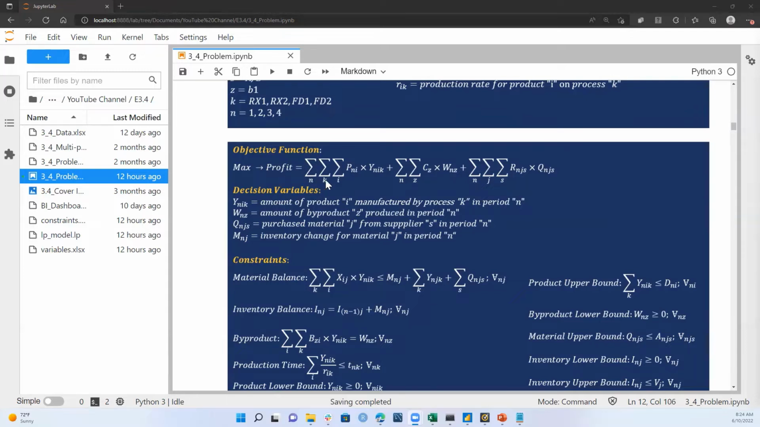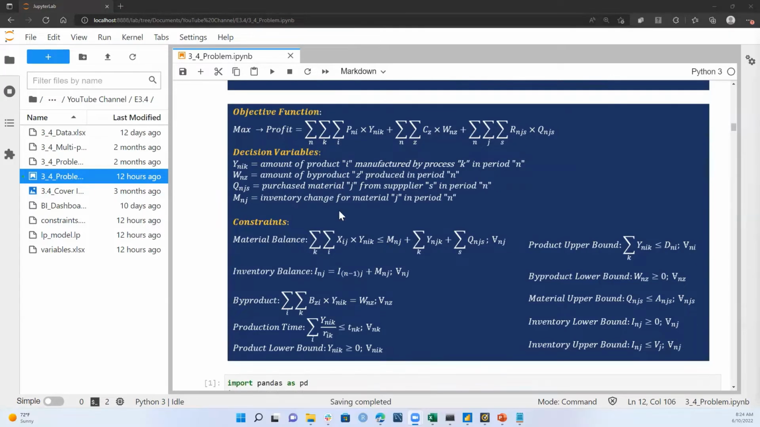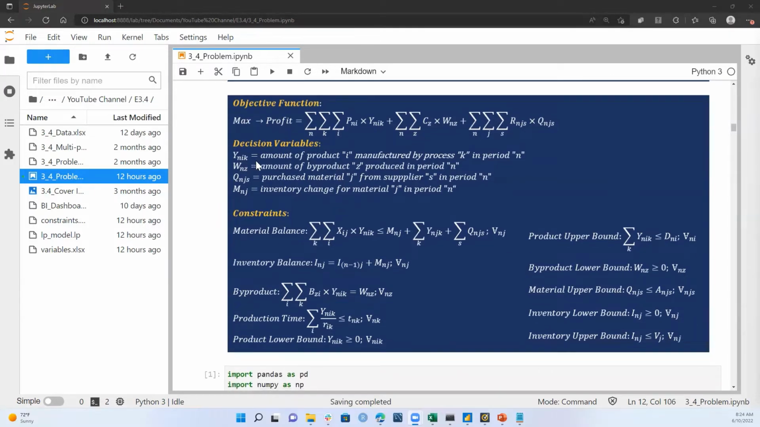And so you can see that our objective function here looks very similar to what we did in episode 3.3, but we have now an additional index to sum everything up over, which is the time periods N. For our decision variables, we have Y sub Nik, which is the amount of product I that we're going to manufacture by process K in period N.